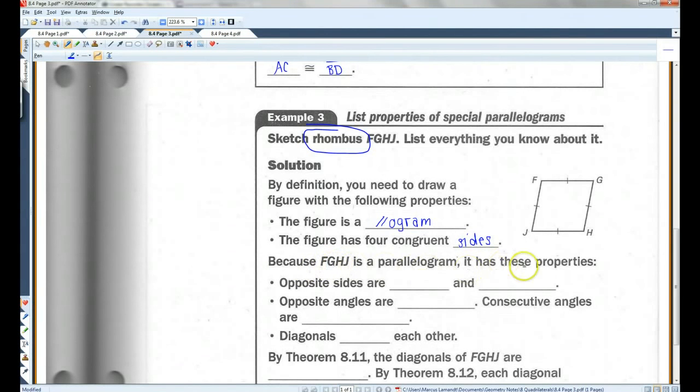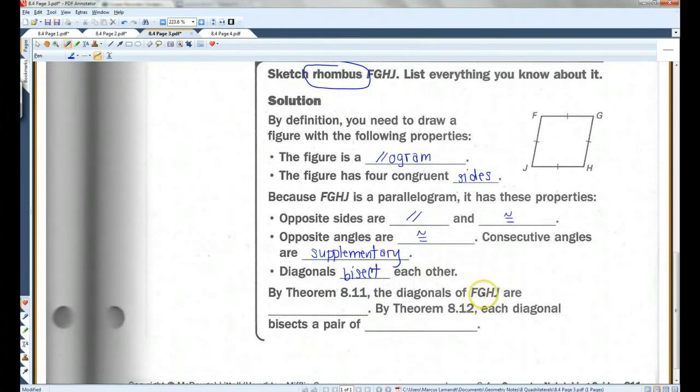Because this is a parallelogram, it has these properties. Opposite sides are parallel and congruent. Opposite angles are congruent. Consecutive angles are supplementary. And the diagonals bisect each other. Also, by theorem 8.11, the diagonals of FGHJ are perpendicular. By theorem 8.12, each diagonal bisects a pair of opposite angles.